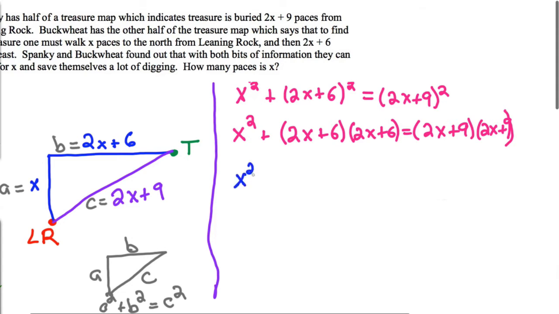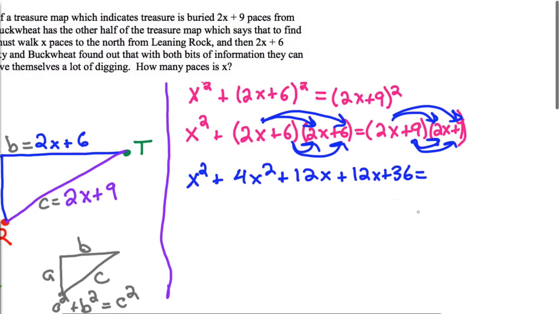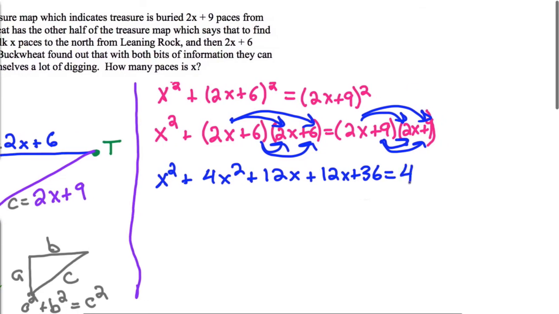So I have x squared plus, now make sure you FOIL this here. So 2x times 2x is 4x squared, plus 2x times 6 is plus 12x, plus another 12x, and then plus 36. Now that's equal to, if I distribute here as well, so again, I should end up with 4 terms, 4x squared plus 18x plus 18x plus 81.